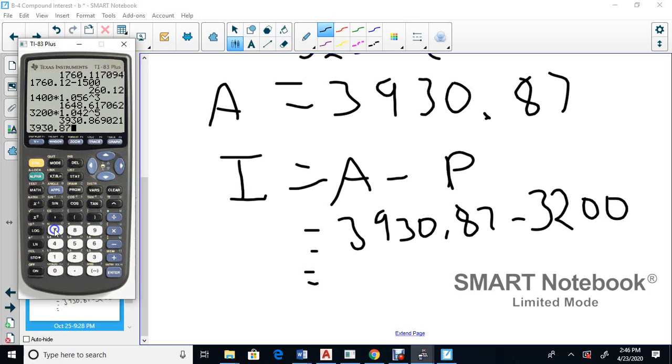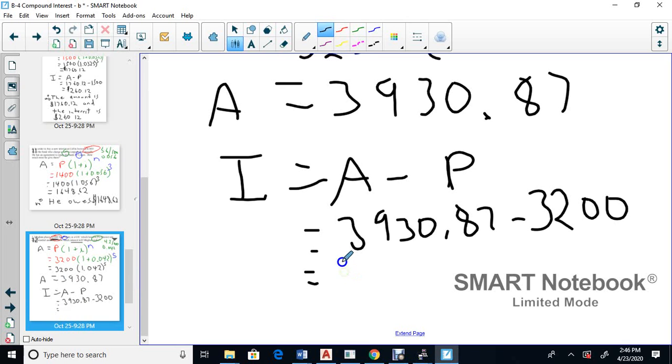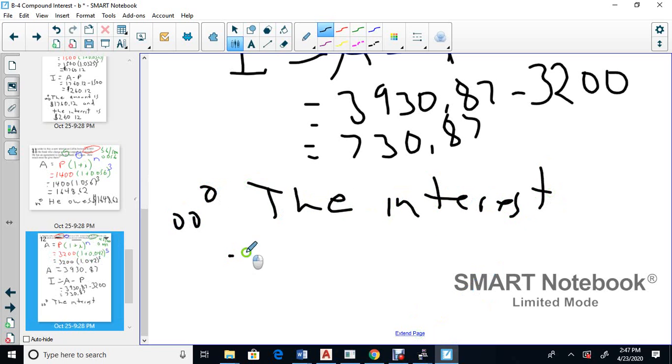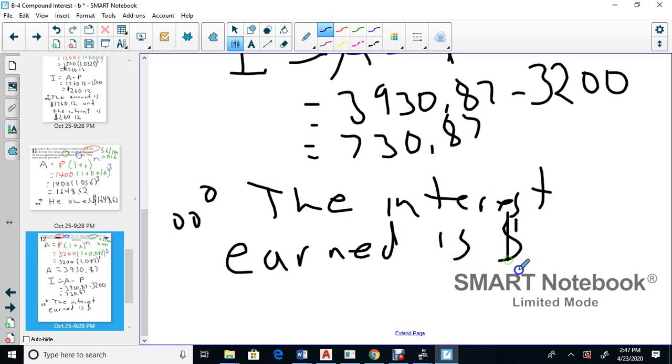3930.87 subtract 3200, 730.87. 730.87, and a sentence with our dollar sign. So we're just going to add a sentence. Therefore, the interest earned is, with our dollar sign, $730.87. Okay, can you now please finish the rest of the videos?